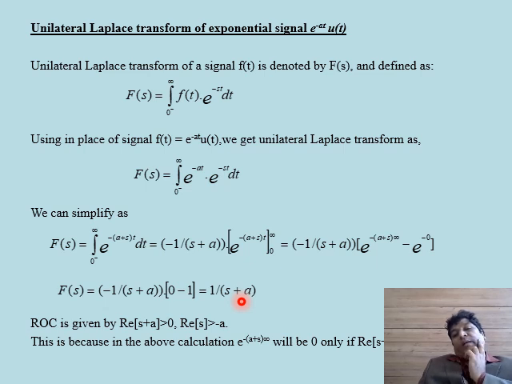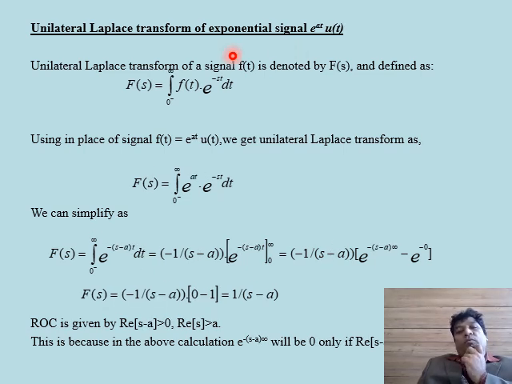Now here again the ROC is given by the real part of this factor a plus s, that must be positive. So the real part of s plus a must be greater than 0. So real part of s must be greater than minus a. That's the ROC.